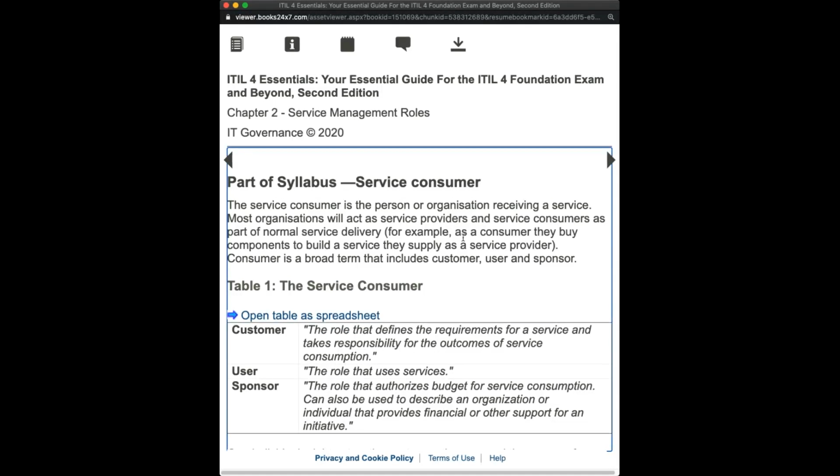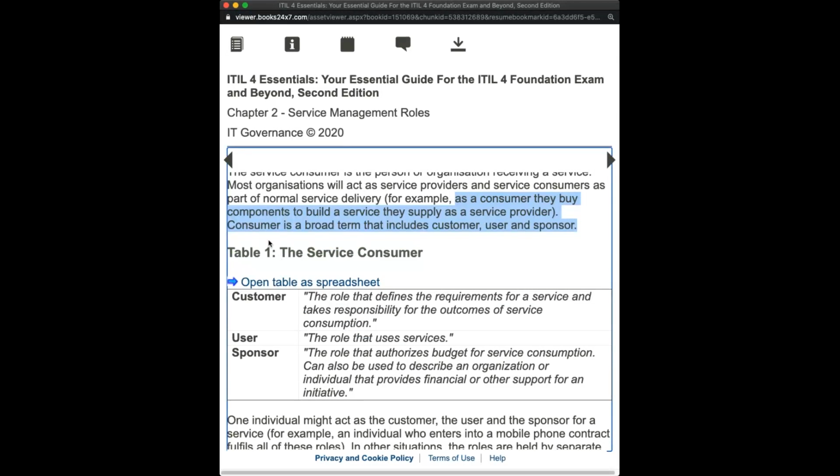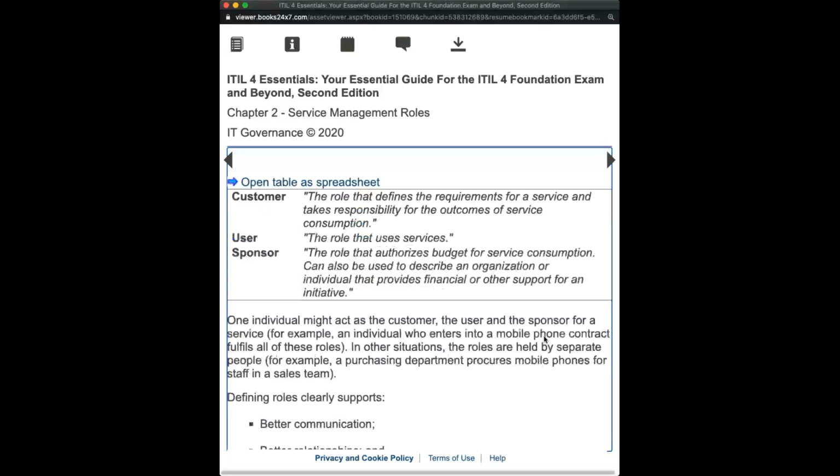Okay, so the service consumer, right, is a person or organization receiving a service. Most organizations will act as service provider and service consumer as part of normal service delivery. Okay? For example, as a consumer, they buy components to build a service. They supply as a service provider. Okay? Consumer is a broad term that includes customer, user, and sponsor.